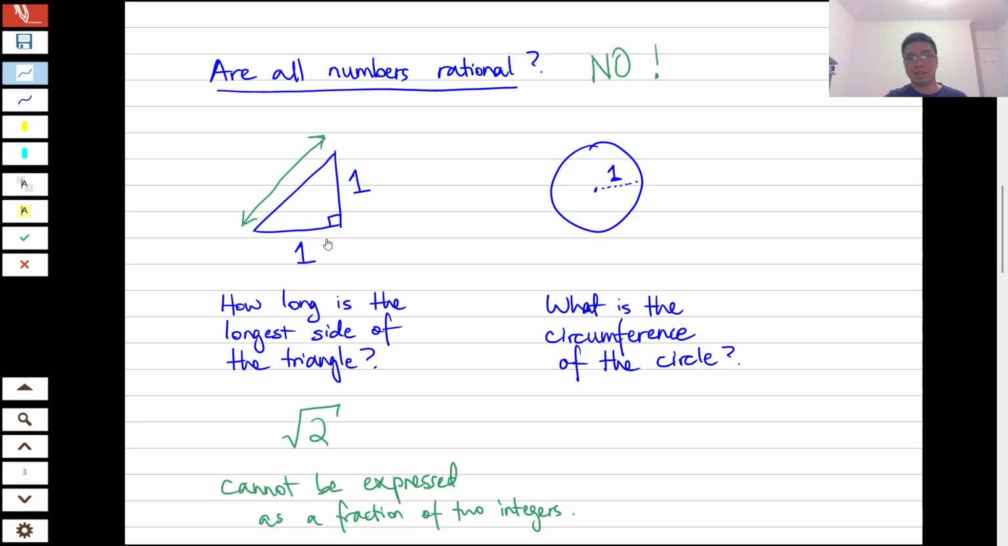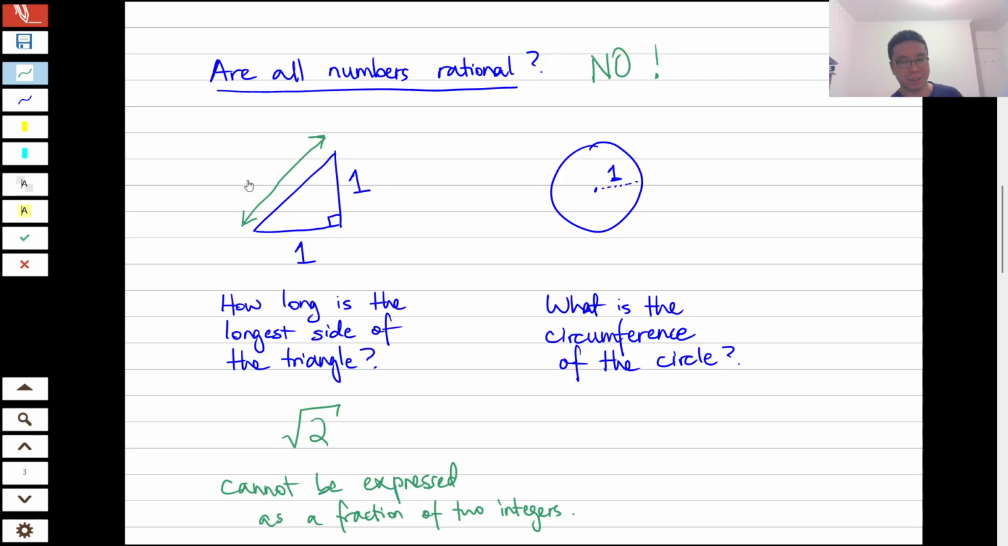Now, it's very easy to draw a triangle with side lengths 1 centimeter and 1 centimeter. Surely I can measure this side. But there you go. Something that I can measure with a ruler, and I can't capture it with a rational number. It's shocking.